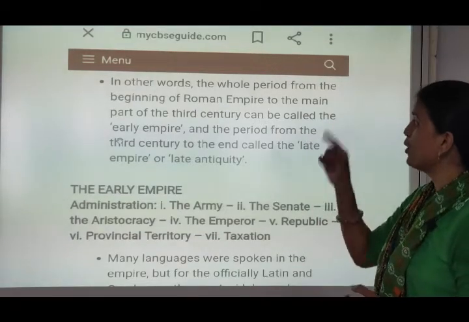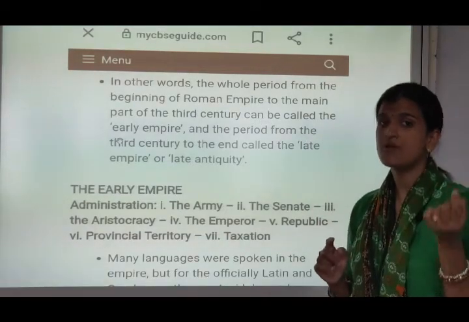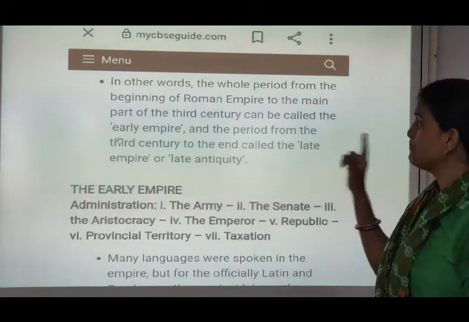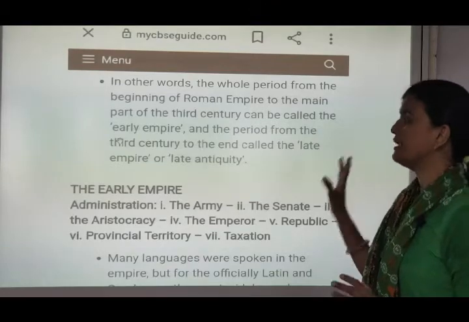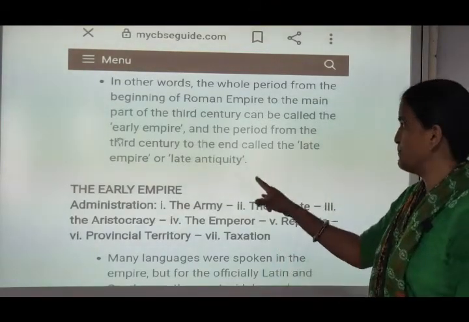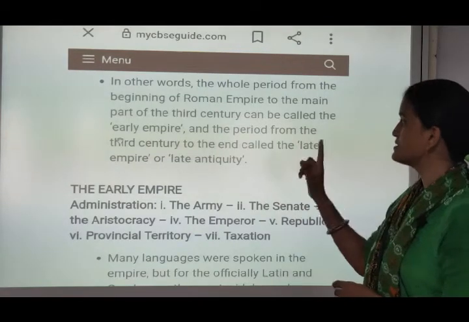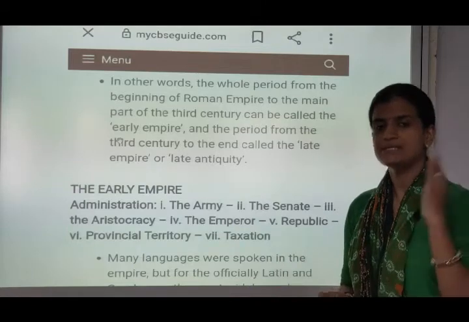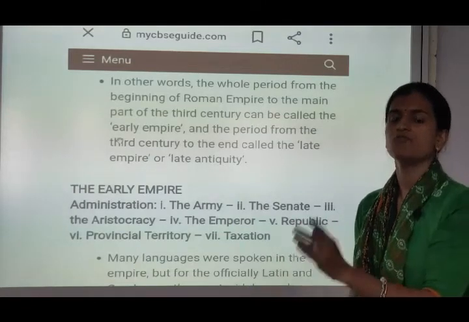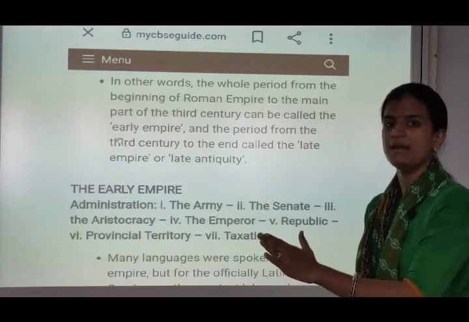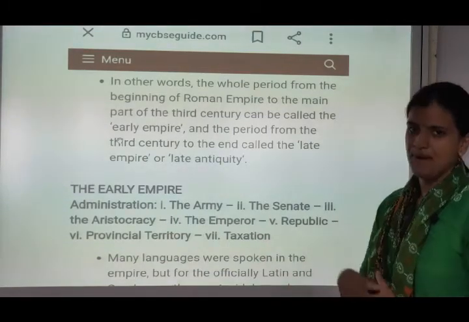starting from the beginning to the main part of the 3rd century can be called the early empire, and the period from the 3rd century to the end is called the late empire or late antiquity. Starting to the 3rd century was the early empire, and starting from the 3rd century to the end was called the late empire.